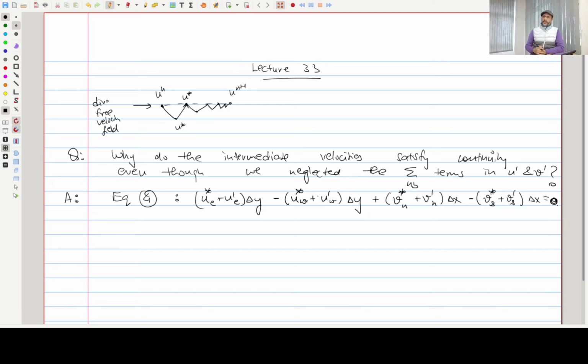On the east and west faces we get the u values, and on the north and south faces we get the v values. And then what we did was we substituted for the expressions for u prime and v prime on the 4 boundaries in terms of equation 4. So we have numbered the equation earlier. You can go back and look at this equation.